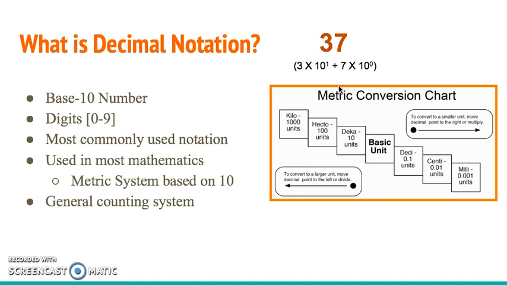Decimal notation is the most commonly used notation around the world. The metric system, which is the most commonly used system around the world, uses it as a conversion rate. It is also used in our general accounting system.